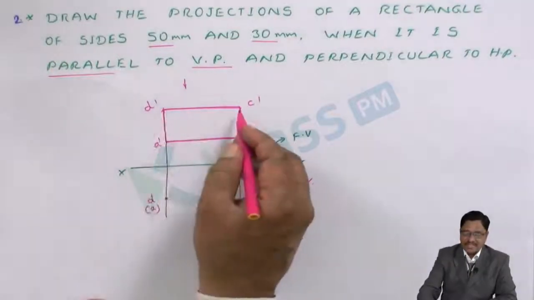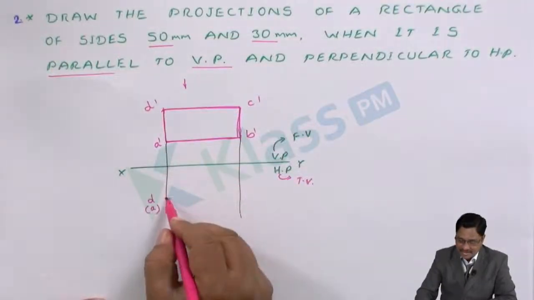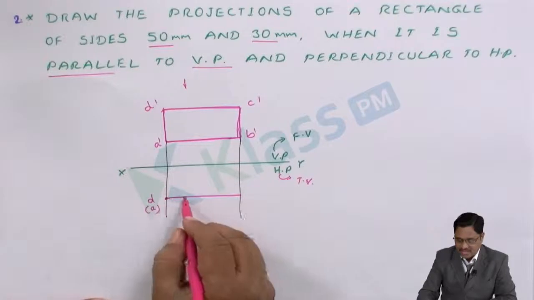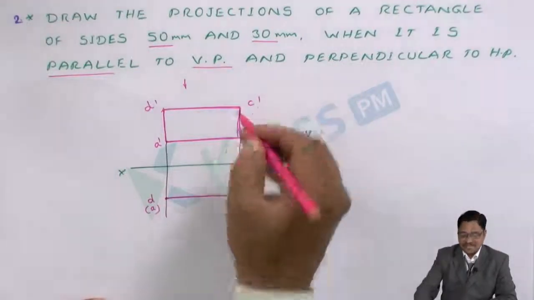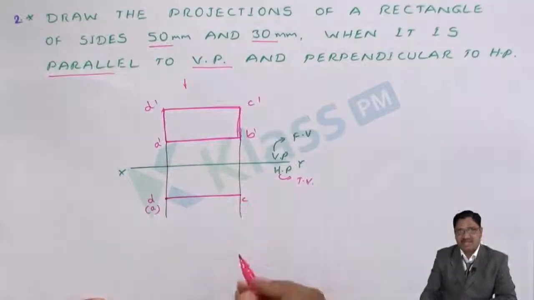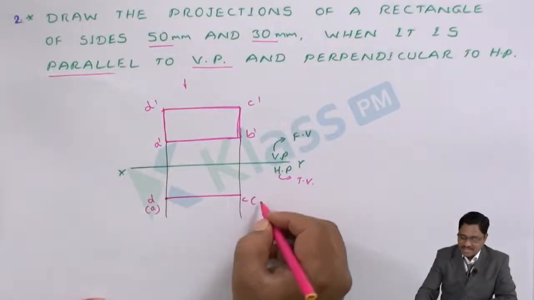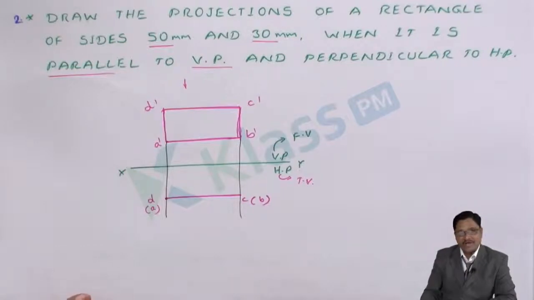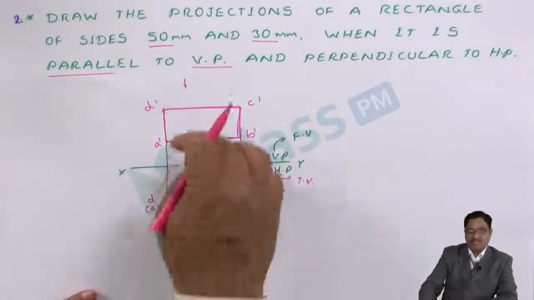DC is parallel, so the edge here is also parallel, and I draw the top view. C is visible, so I locate C. B is exactly behind C, and since it is not visible, I mention it in brackets. Now I have completed the top view as well as the front view.